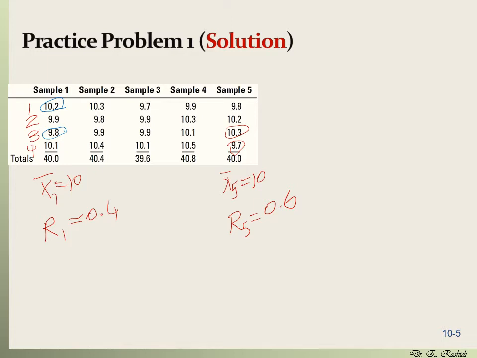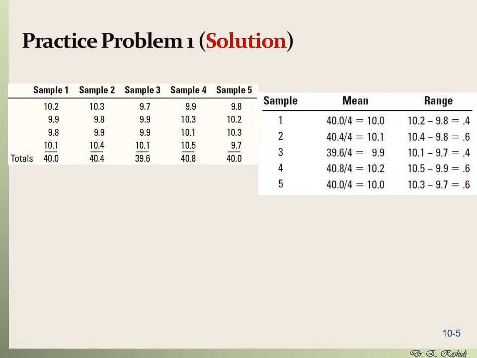We're going to have to also compute the average and the range for sample 2, sample 3, and sample 4 as well. So I'm going to type that out to have neat data here. Here is our mean, the average, and range for each sample. The mean for sample 1 is 10, for sample 2 is 10.1, sample 3 is 9.9, then 10.2, and 10. The range for the first sample is 0.4, second sample is 0.6, 0.4, 0.6, and 0.6. So we have all the averages and all the ranges for all of the samples here.